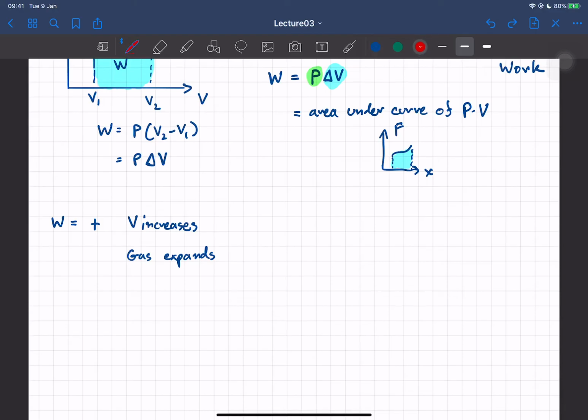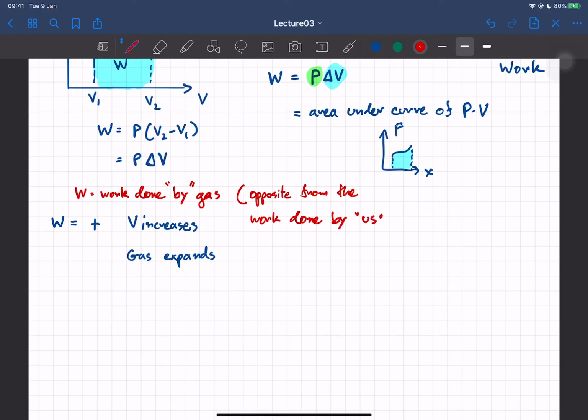So this is what we say for work to be the work done by the gas, which is opposite from the work done by us. Opposite means just the minus sign, right? From now on, just to make things less confusing, when we talk about work, we're always going to talk about work done by the gas. Every variable W that you see in the formula will always be the work done by the gas, which means if W is positive, then the gas expands and volume increases.